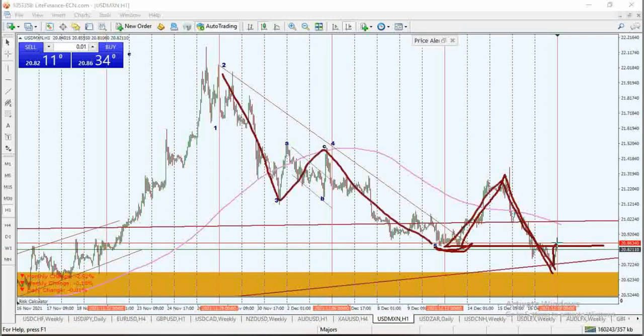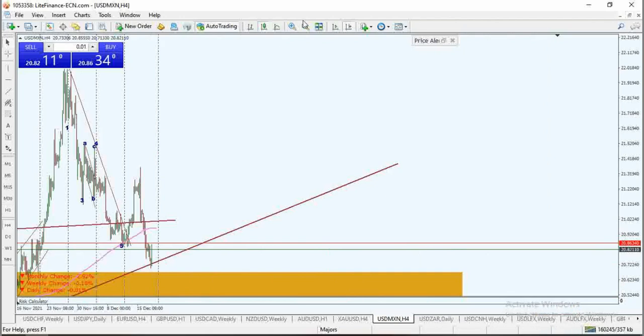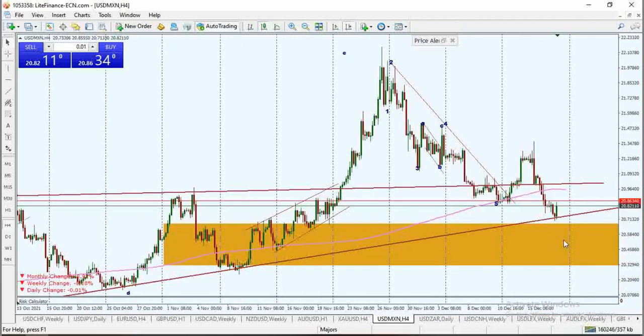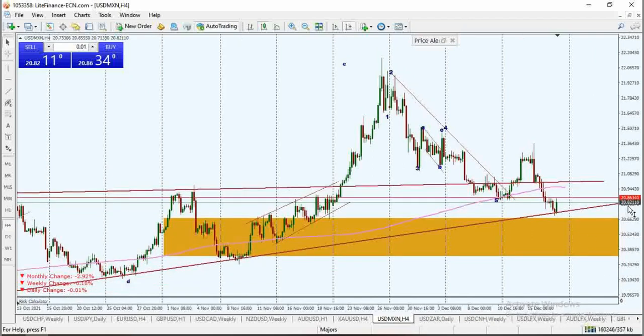For me to start trading this setup, remember 3 weeks back I pointed out that I want to see price back into the zone. This is where I want to see price back into. So probably we can be expecting another leg down before the next push to the upside.